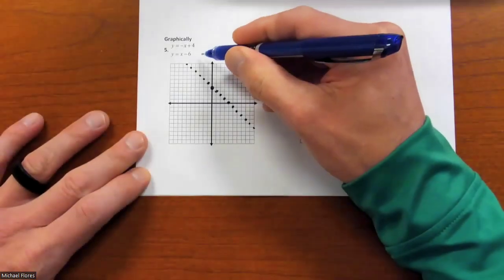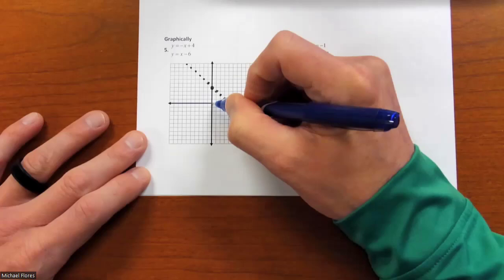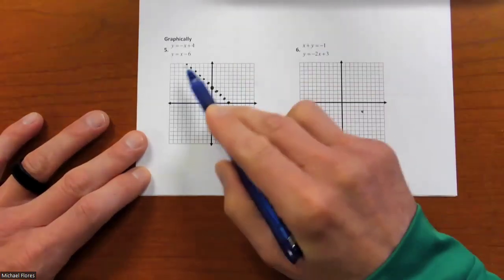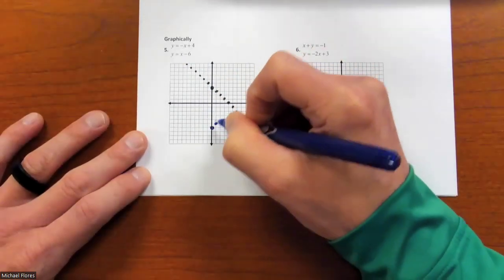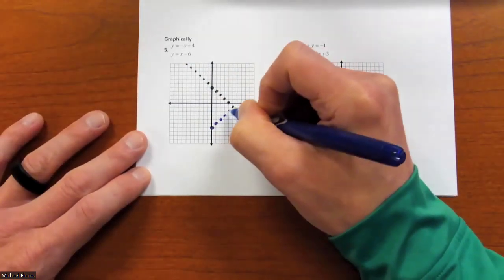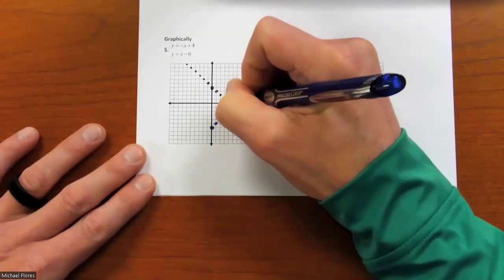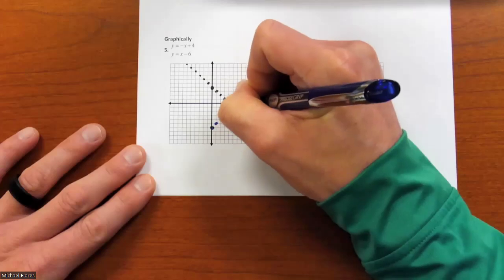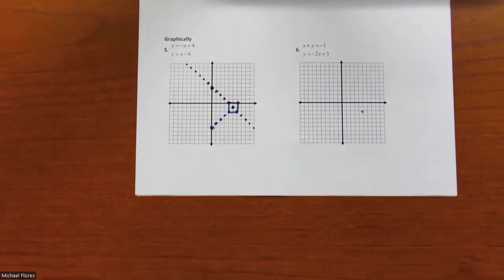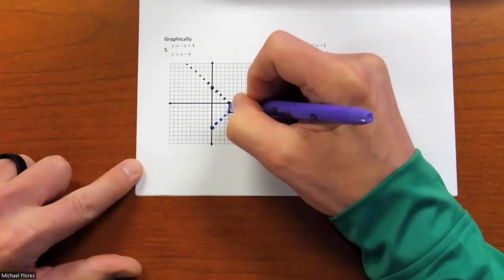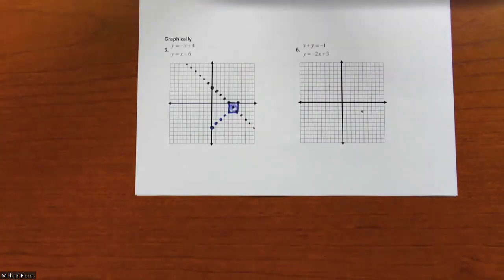y equals x minus 6. Start with the y-intercept at negative 6. 1, 2, down 6. There we are. Your slope is 1, so up 1, right 1, up 1, right 1, up 1. I'm going to go ahead and stop because my solution to this system of equations is that coordinate that I just boxed right here. That's where those two lines would meet.